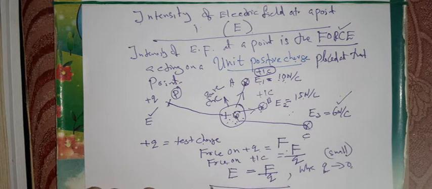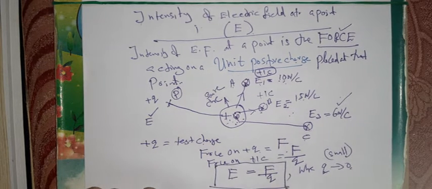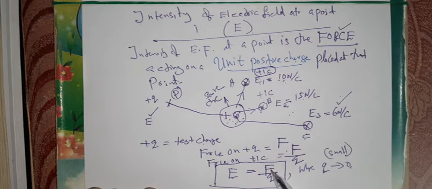Mathematically, the formula for the intensity of the electric field at any point is given by E is equal to F by Q. F is the force acting on a test charge Q placed at the point.